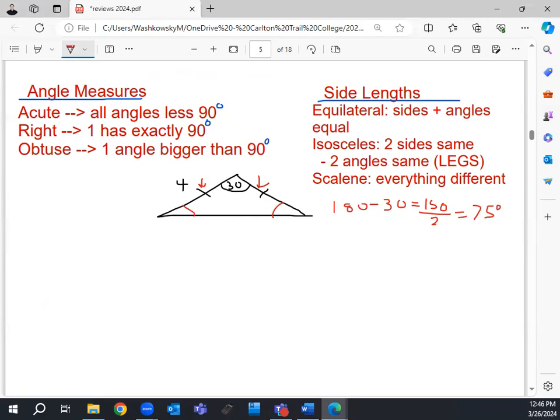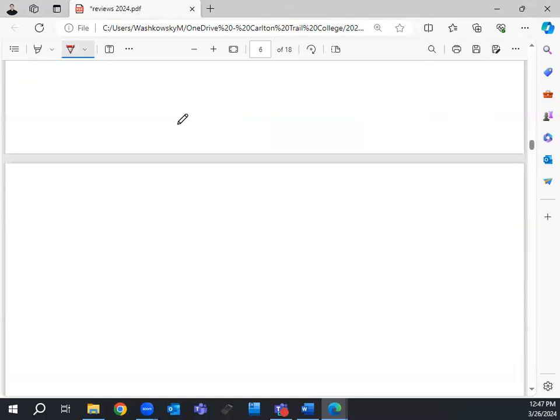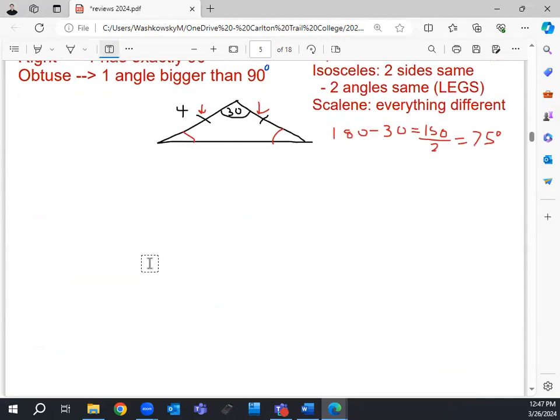So the first part of this is really looking at triangles. So I'll give you a second just to get caught up. Okay, so I'm going to another page, but if you have room, that's fine.